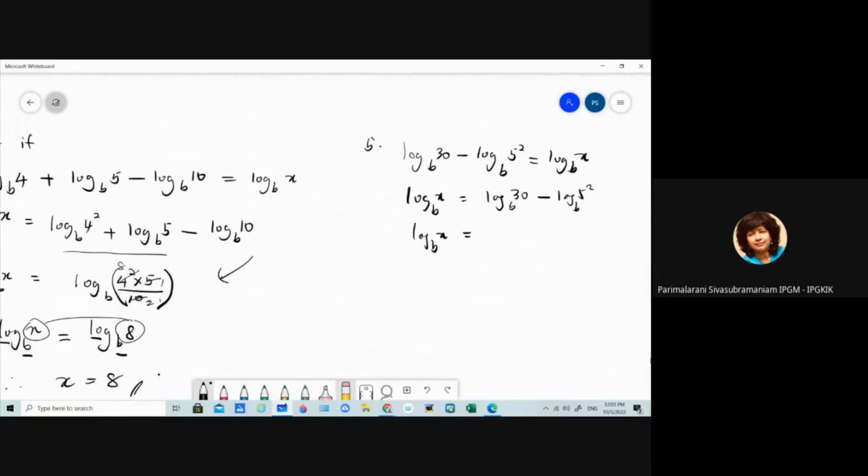Both the bases are the same. So log minus log is log of the division. So this is log base b of 30 divided by 5 to the power of 2, which is 25. So I'm going to write here 25. Therefore we have log b here and log b here, so x is equal to 30 over 25, which is 6 over 5. We are solving this using rules of log.